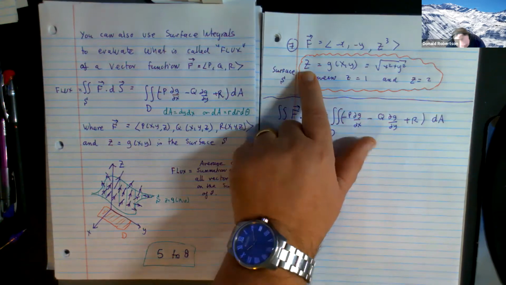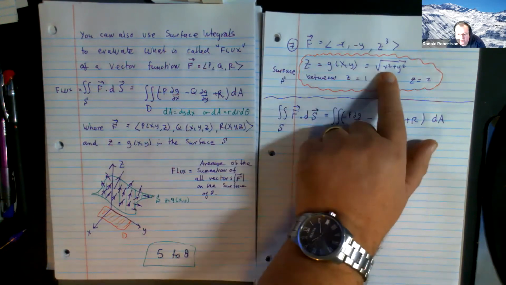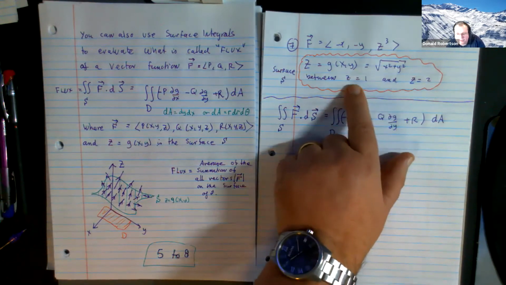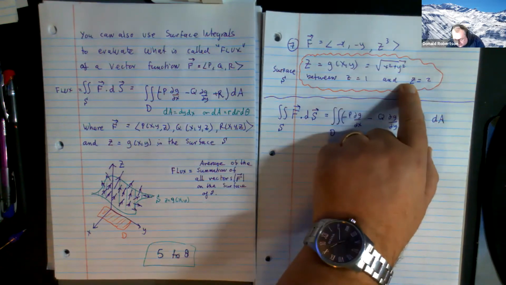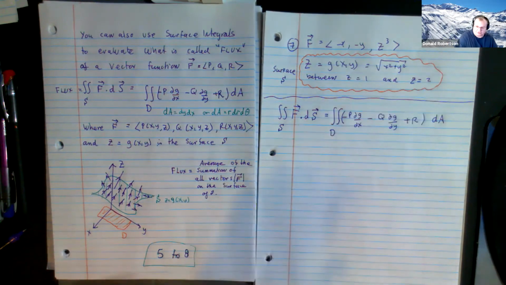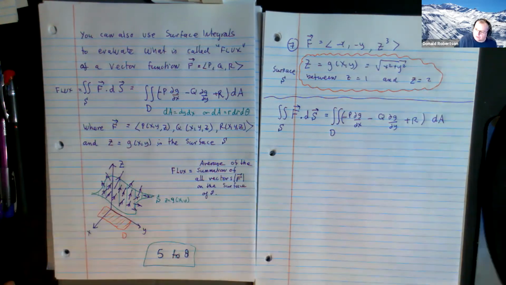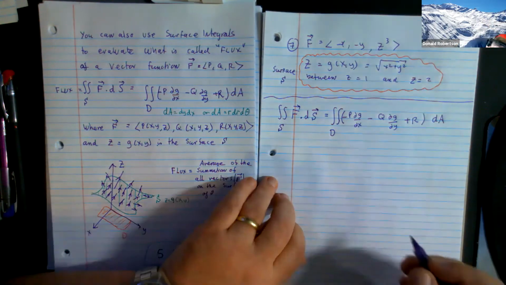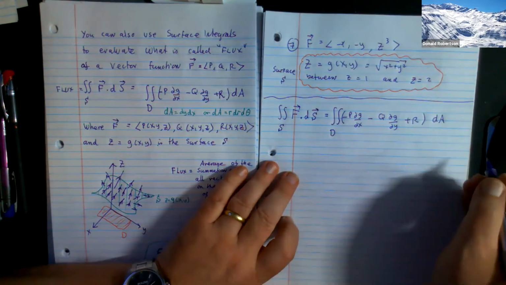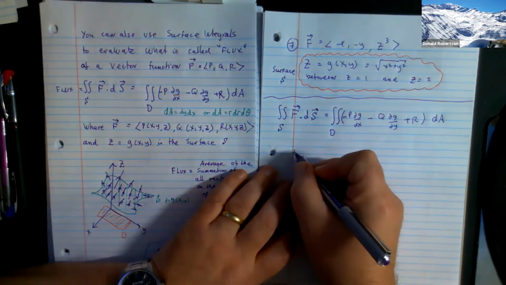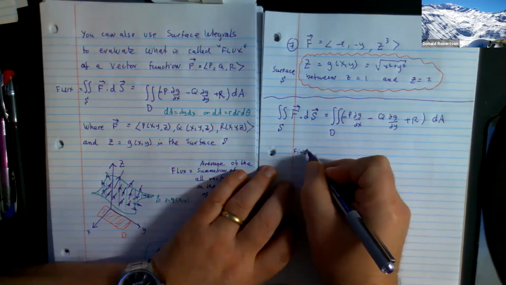Z, which describes the surface, is this fella, and it's between Z equals 1 and Z equals 2. So if you imagine this surface, but they cut it. Actually, I believe this is a cone, and they cut it at a height of 2 and a height of 1. So one of the things I'm going to do here right now is find out what D looks like.